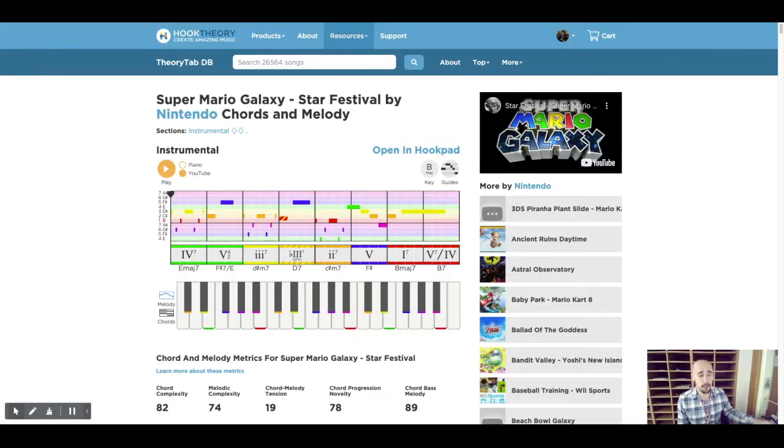Our last example comes from Super Mario Galaxy as well. This is from the Star Festival, and this is a great, great example of a chromatic circle progression. So let's take a listen to this one.